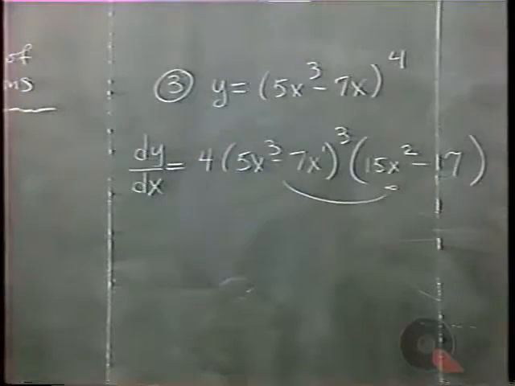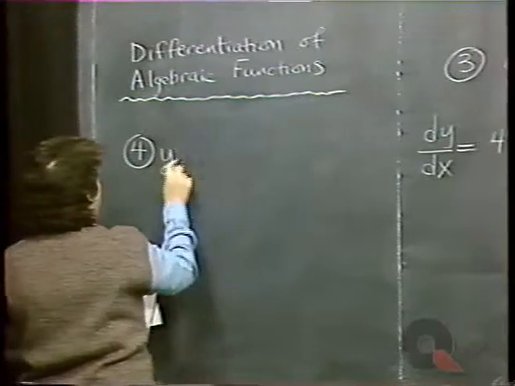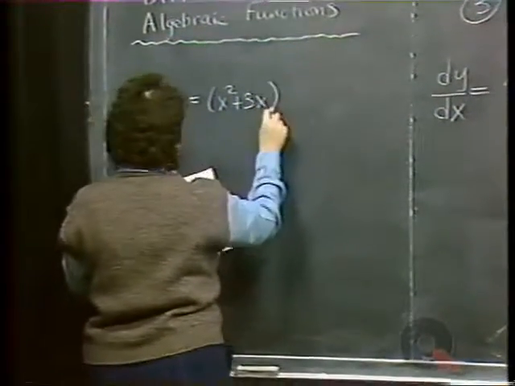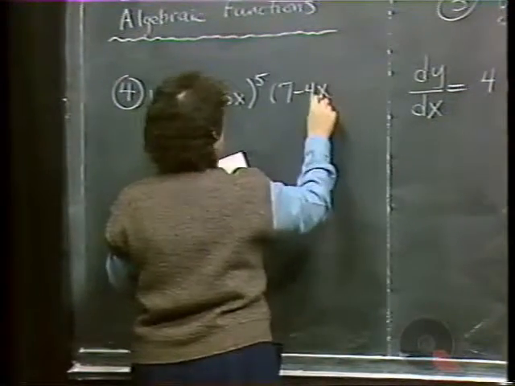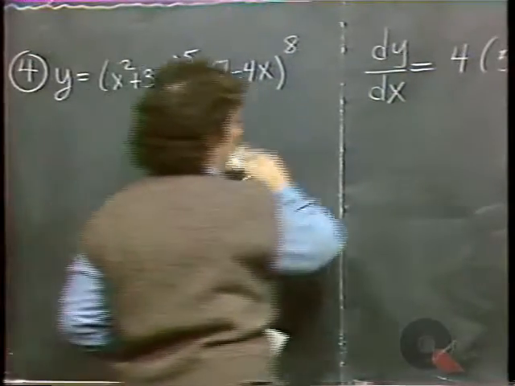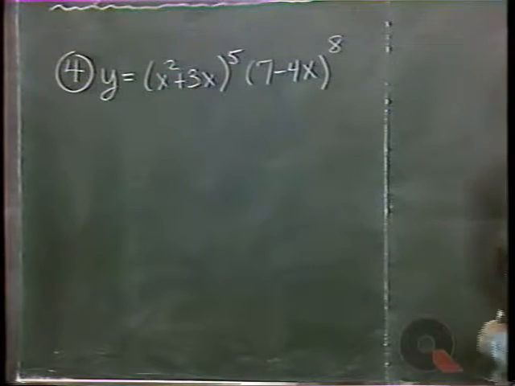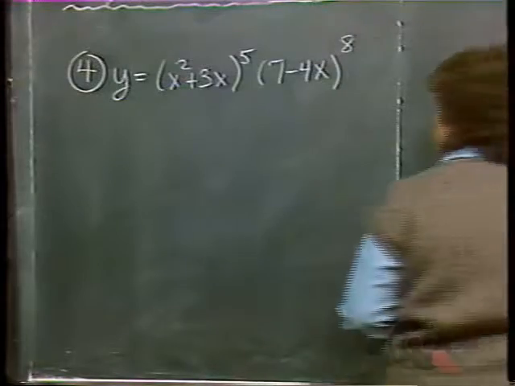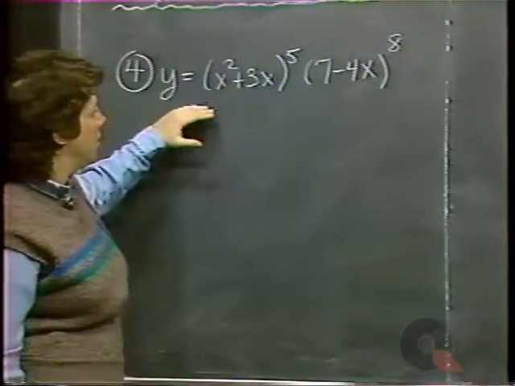Okay, let's try another example. Y equals (x squared plus 3x) to the 5th power times (7 minus 4x) to the 8th power. Look at that function. Now your job is to remember the 4 rules that we had earlier and decide which one of those 4 rules best describes this function.